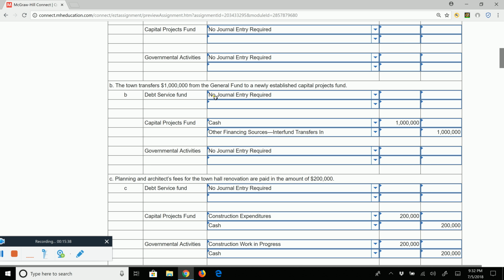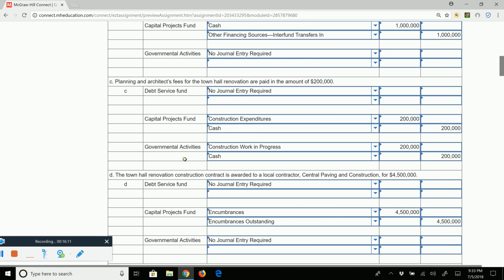All right, B, our friends, the general fund, they transferred $1 million to us. So that money is going to the capital projects fund. Nothing in the debt service fund, but the capital projects fund, debit cash, credit other financing sources. Now, I know the author didn't show it here, but in the general fund, we had debit other financing uses, credit cash. And because that transfer was between two governmental funds, it really nets to zero. That is the reason why there's no journal entry in the government-wide.